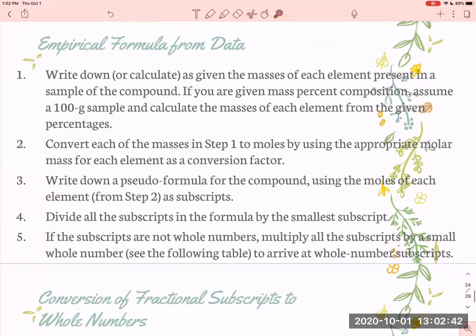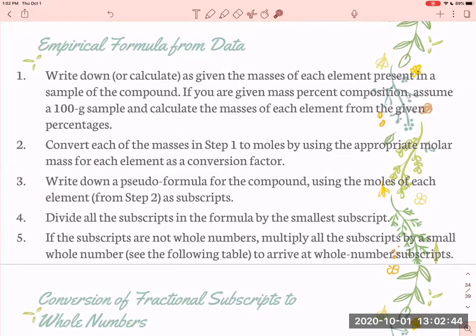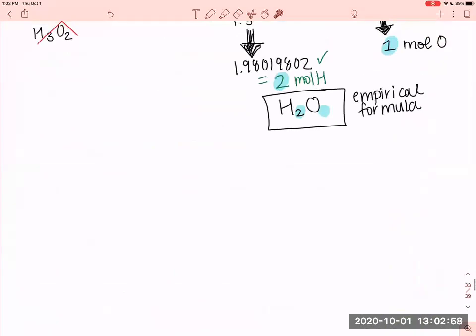What happens if our last step didn't give us a nice 2-to-1 ratio? It gave us another 1.5 to something ratio. If the subscripts are not whole numbers, multiply all of them by some small whole number to arrive at a whole number. So if we don't get a nice whole number ratio here, something we feel okay to round, if we get like 1.75 here or something, we can't round that.